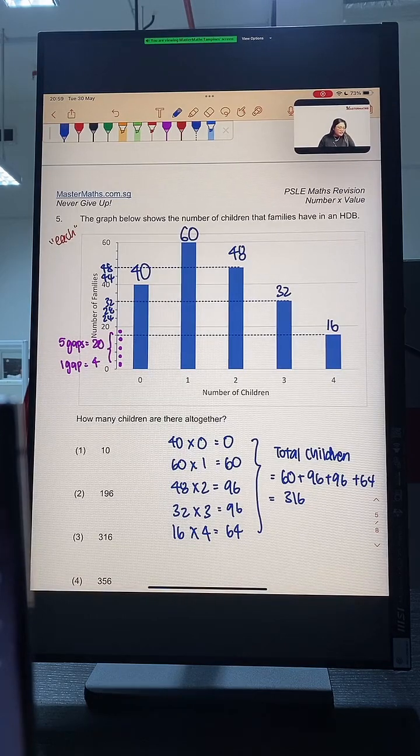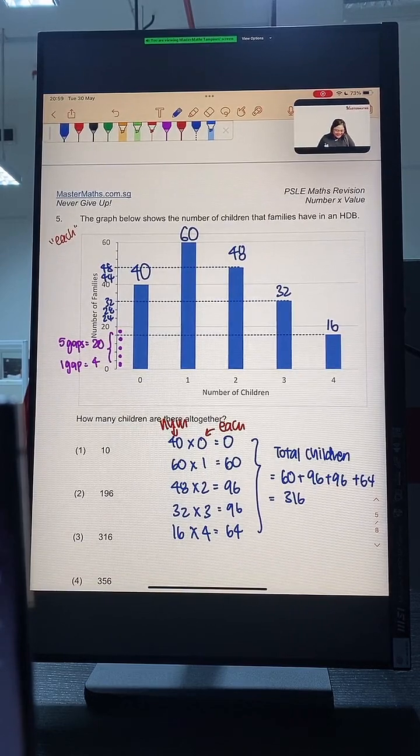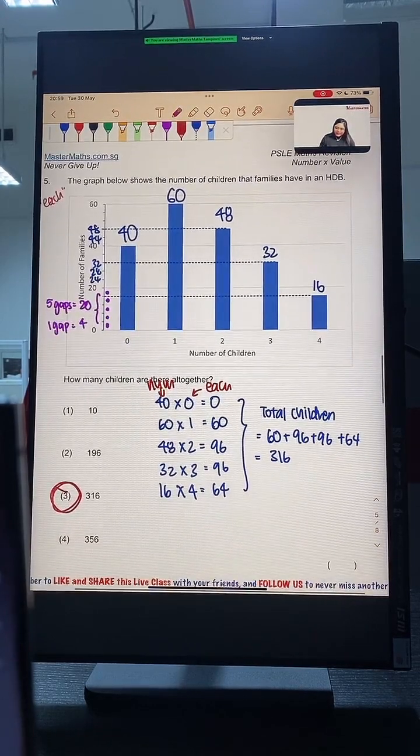Alright. For those of you who have stayed till the end, thank you very much. I hope you have learned quite a number of things today, and I hope you have also built up your confidence. I see that more of you understand this concept now. So, again, for this last question, this is the number of families, this is each. Number times each gives us total children. Do we have any questions so far? So this one, the answer would be number 3, for those of you who are doing this.